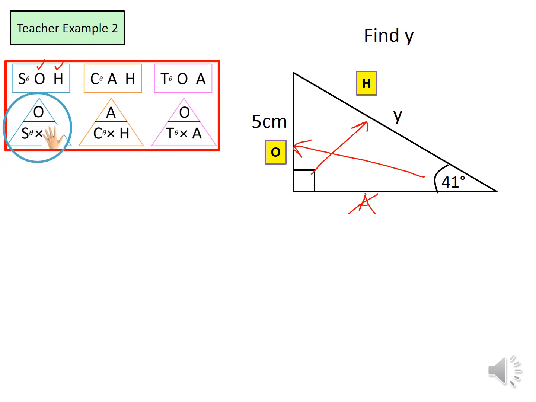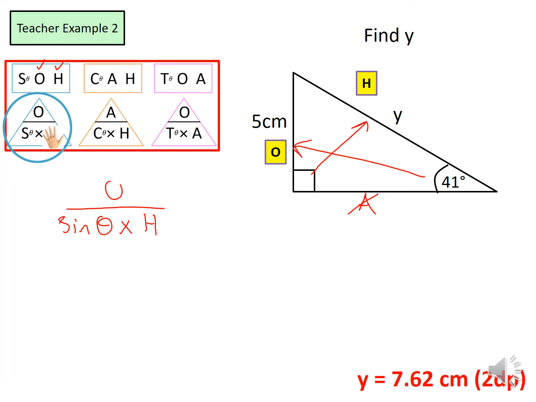So let's write this out. Sine angle or theta times my hypotenuse over my opposite. Okay, so make a triangle out of it. Which one are we trying to find? We're trying to find the hypotenuse. We cover that up, so we know it's going to be opposite over sine angle.